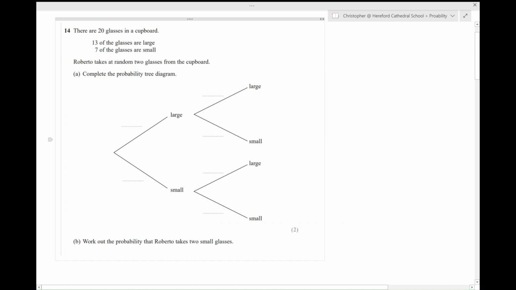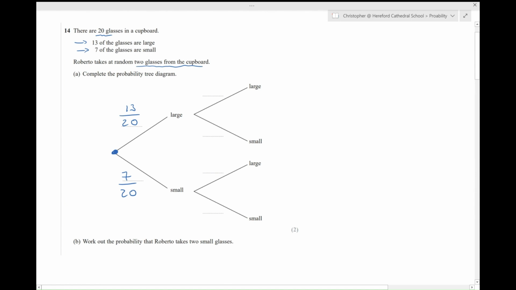Okay, there are 20 glasses in a cupboard. 13 are large and 7 are small. Roberto takes at random 2 glasses from the cupboard. Complete the probability tree diagram. To start with, the probability of him taking a large one is 13 out of 20 because there are 13 large glasses out of the 20. And similarly, the probability of him taking a small one is 7 out of 20.